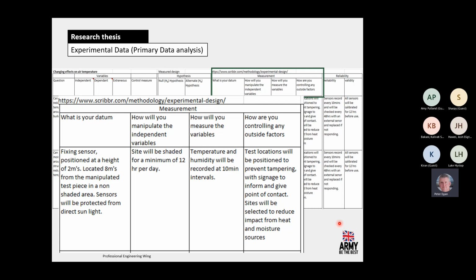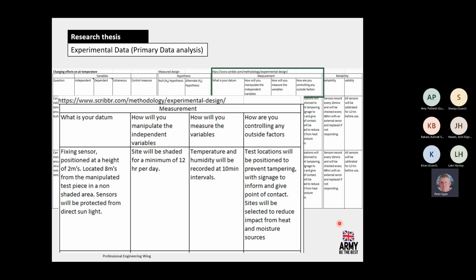So we're now talking about the measurement piece within it. Okay, so if you're using sensors, I'm going to say I'm going to put a sensor here in this situation. I'm going to put a sensor here in this situation. That's how I've manipulated my independent variable. So one's in the sun and one isn't. Right, I'm going to monitor it for so many hours a day to see that I'm getting a recording in that period. Right, how am I going to measure it? Well, it's going to measure it in 10-minute intervals because that's what the sensor does. All right. But it could be you're doing it every couple of hours. It could be however works best for you.